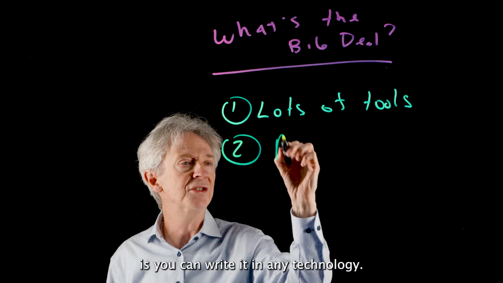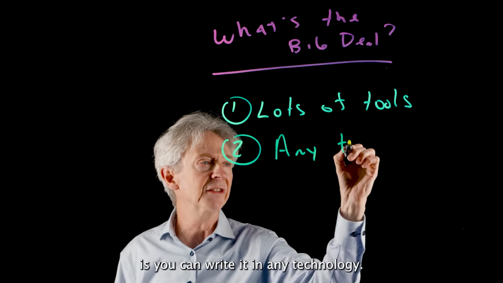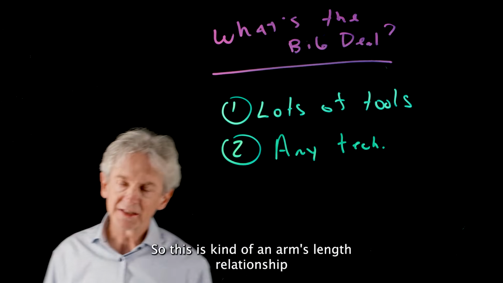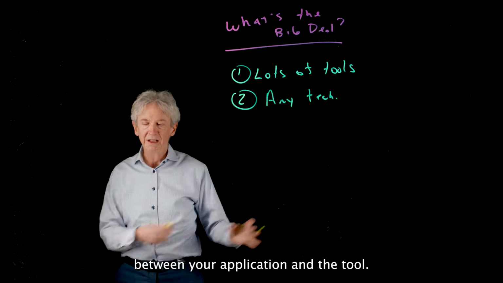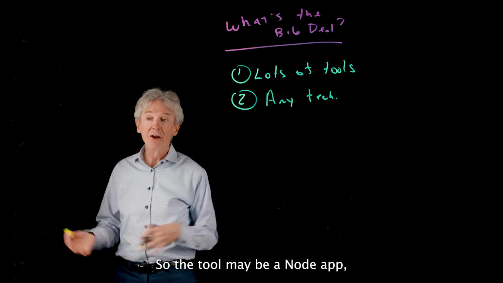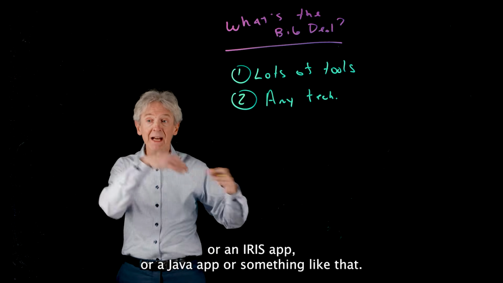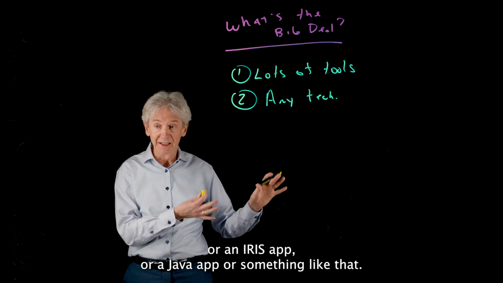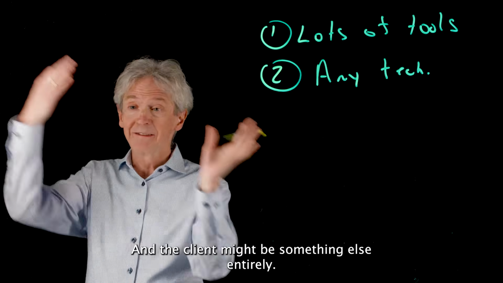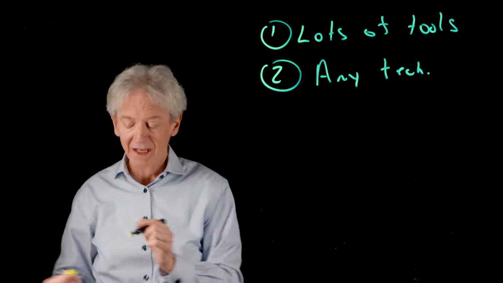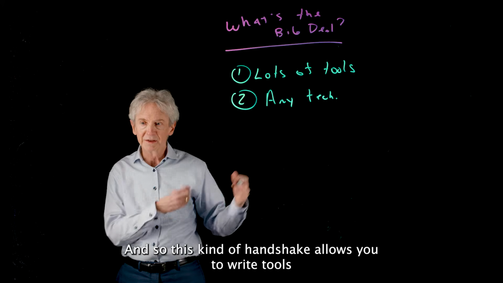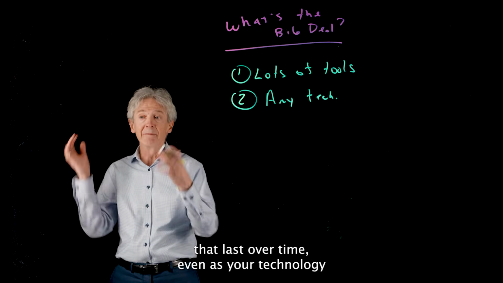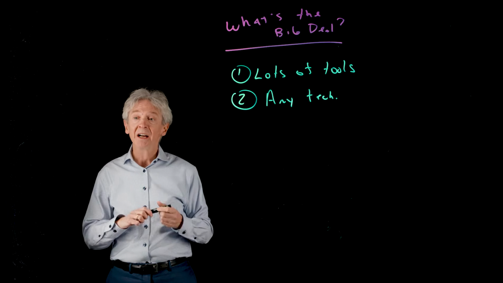Second thing is you can write it in any technology. So this is kind of an arm's length relationship between your application and the tool. So the tool may be a Node app or an Iris app or a Java app or something like that, and the client might be something else entirely. And so this kind of handshake allows you to write tools that last over time, even as your technology evolves.